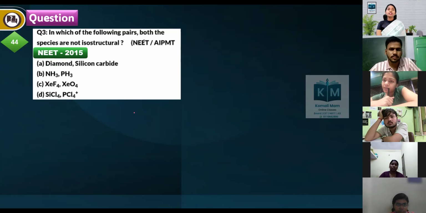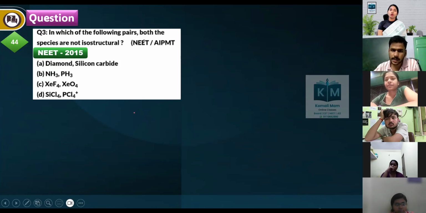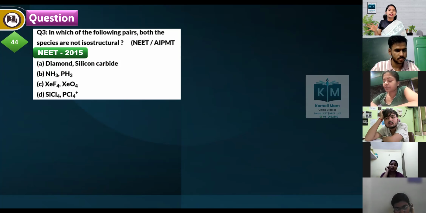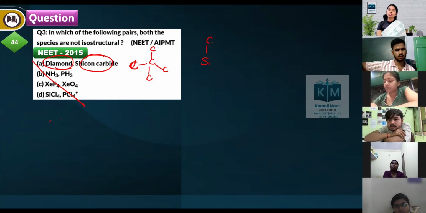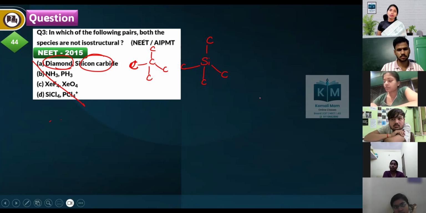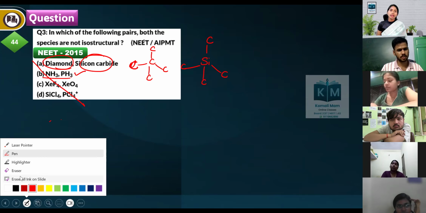Now, in which of the following case both the species are isoelectronic? Both the species are not isoelectronic. Diamond and silicon carbide, actually it is not related here, this belongs to P block. Diamond and silicon carbide both are having same structure, like isostructural. In diamond, all the carbons are surrounded by 4 carbons, in silicon also around the silicon 4 carbons will be there. Full tetrahedral kind of structure it will be having. Next, NH3 PH3 both belong to the same family, same structure.